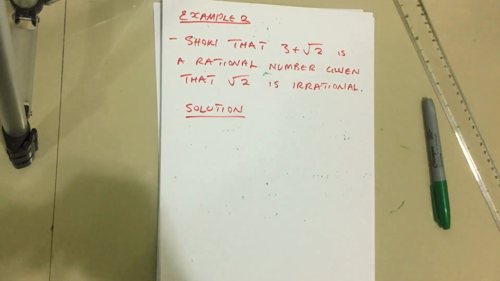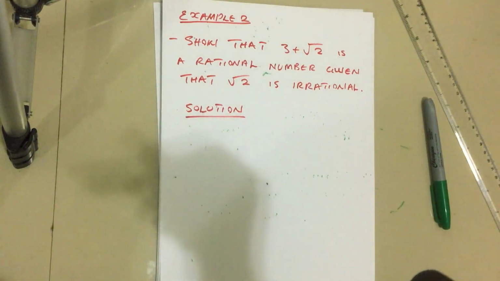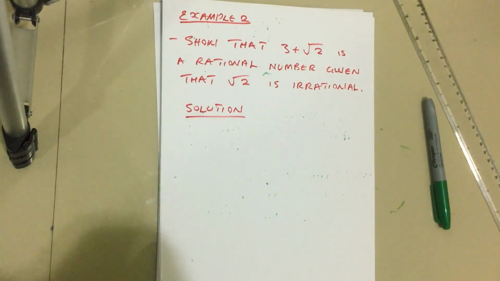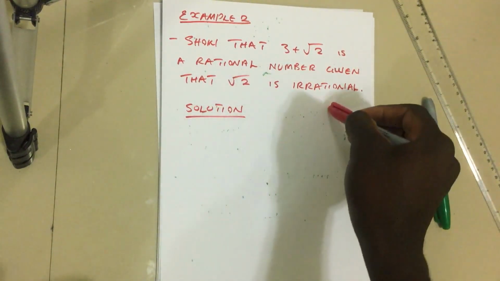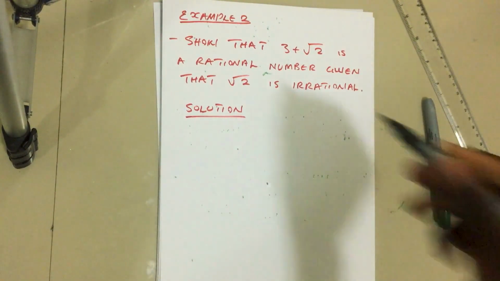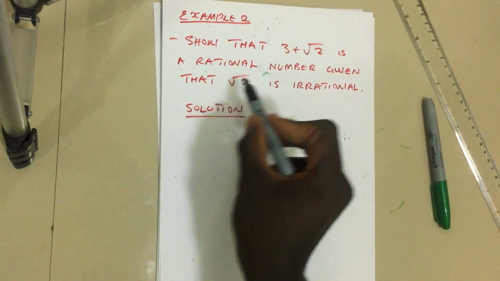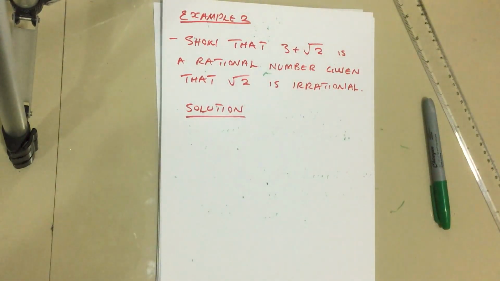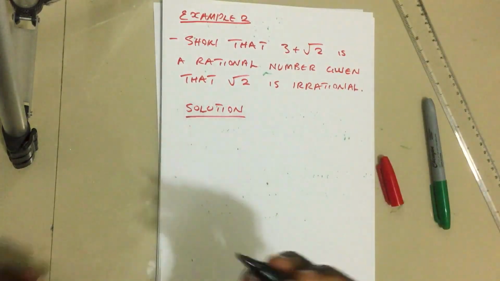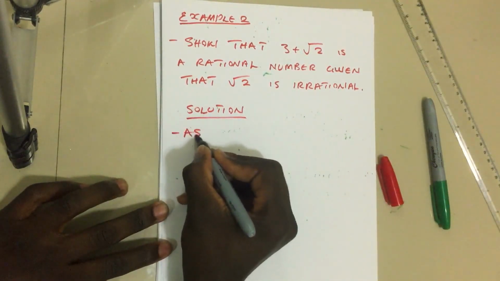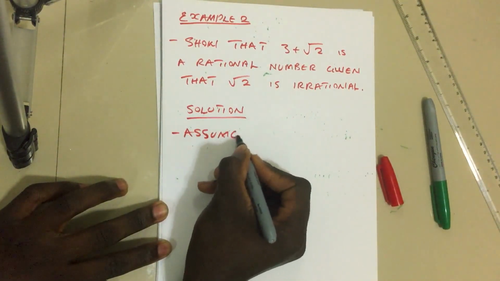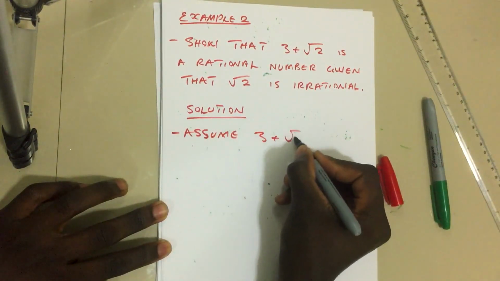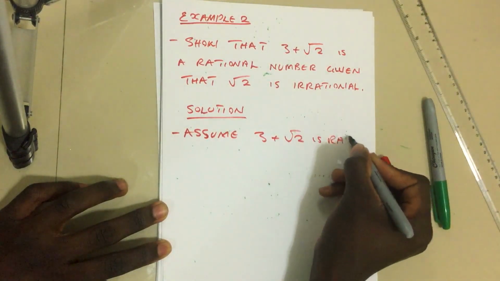All right, so our last example here says: show that 3 plus the square root of 2 is a rational number, given that the square root of 2 is irrational. So just like the previous example, what we're going to do here is assume that 3 plus the square root of 2 is rational.